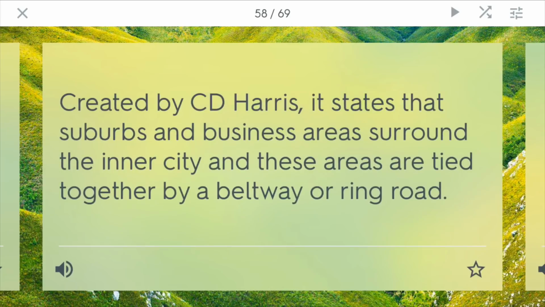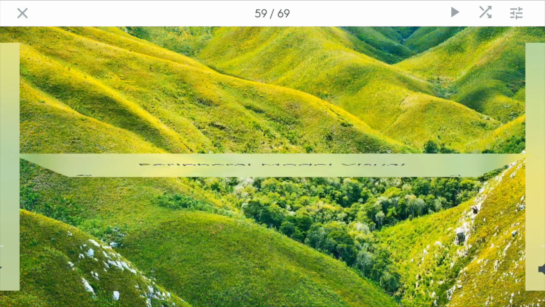The peripheral model was created by Harris. It states that suburbs and business areas surround the inner city, and these areas are tied together by a beltway or ring road, kind of like the concentric ring model, but it is slightly different.